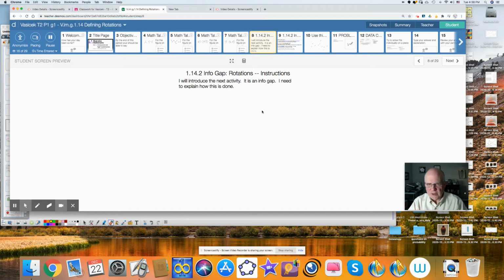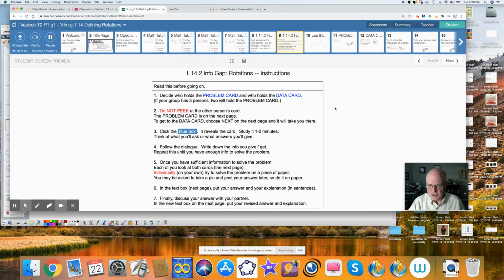In this next part, I introduced the info gap. This is our second one to do, and there are instructions here. The info gap is not trivial. It's important, because if you know why you're asking certain information and what you're asking for, then it helps your understanding develop to a greater depth.